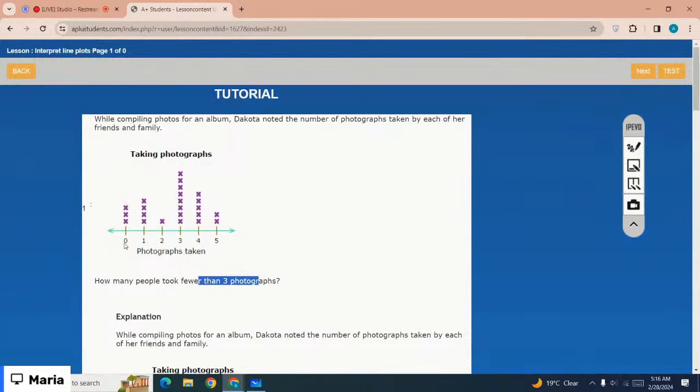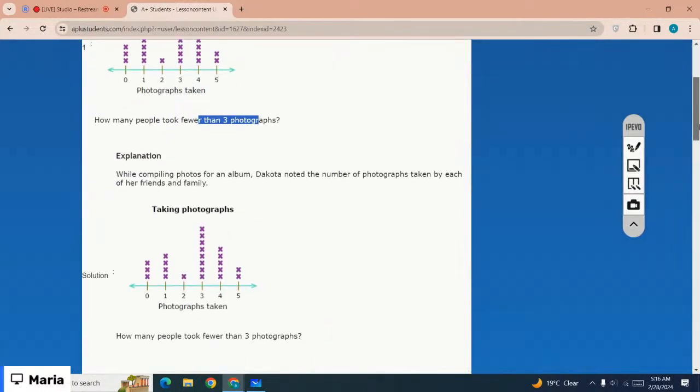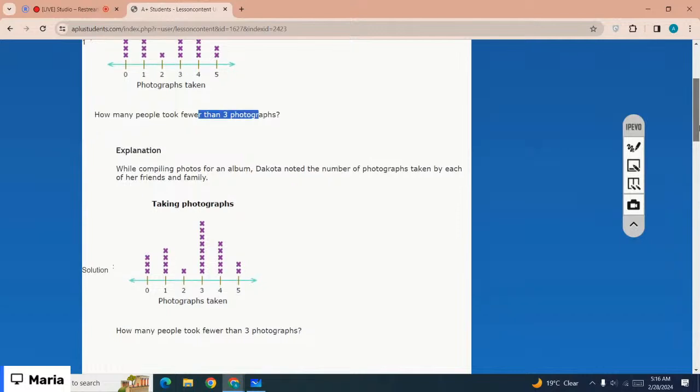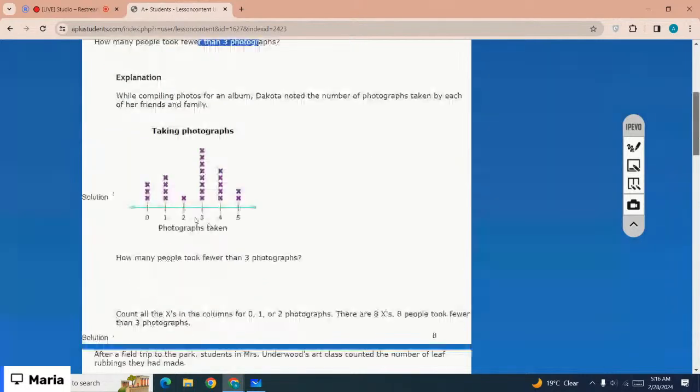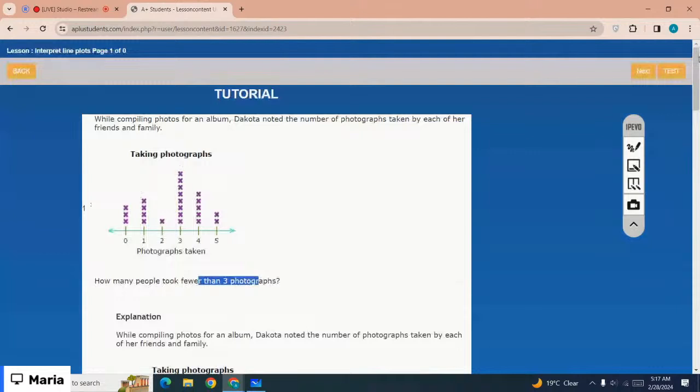So here is 3. Less than 3 have 0, 1 and 2. So you need to count all the x in the columns of 0, 1 and 2, right? So they are 1, 2, 3, 4, 5, 6, 7, 8. That means 8 people took fewer than 3 photographs, right? The correct option is 8. Okay, let's just start with the test questions.